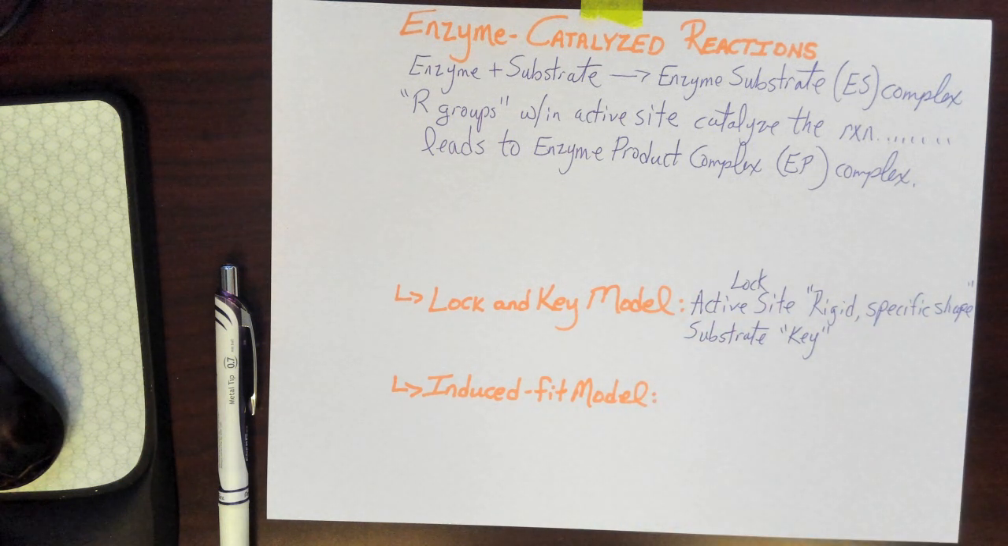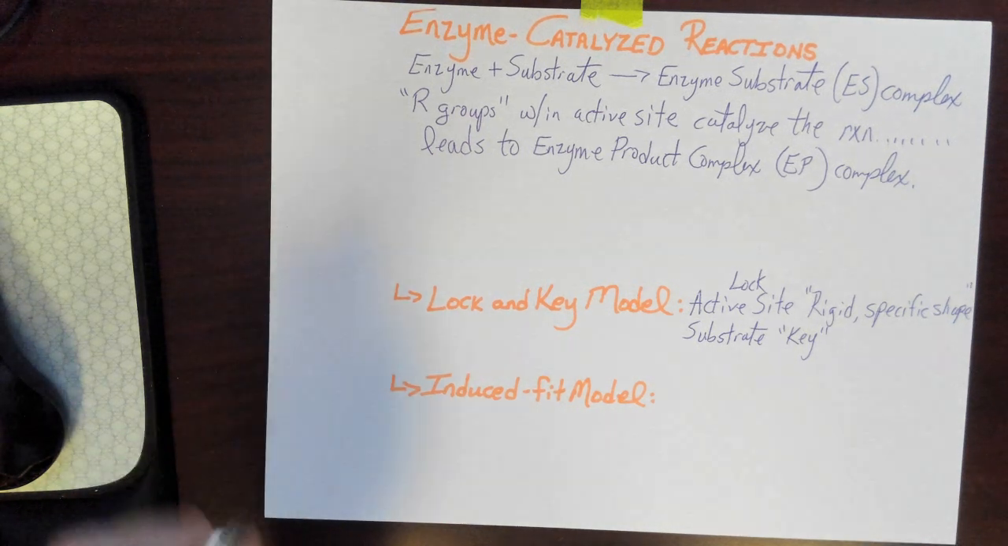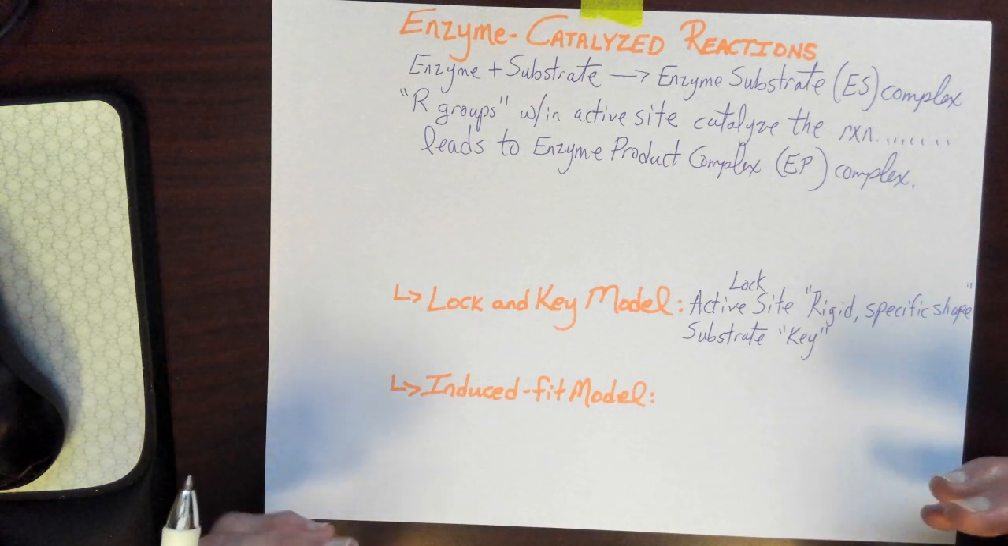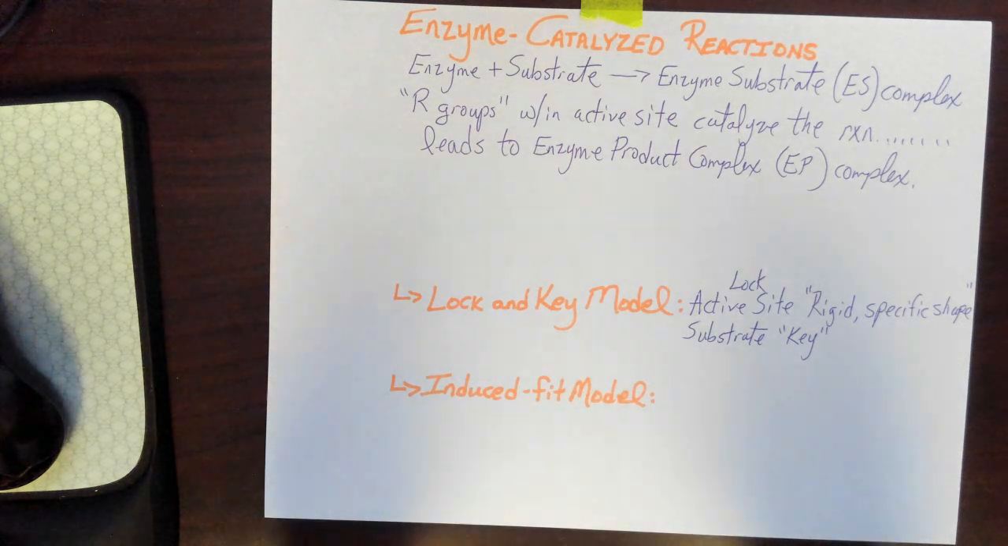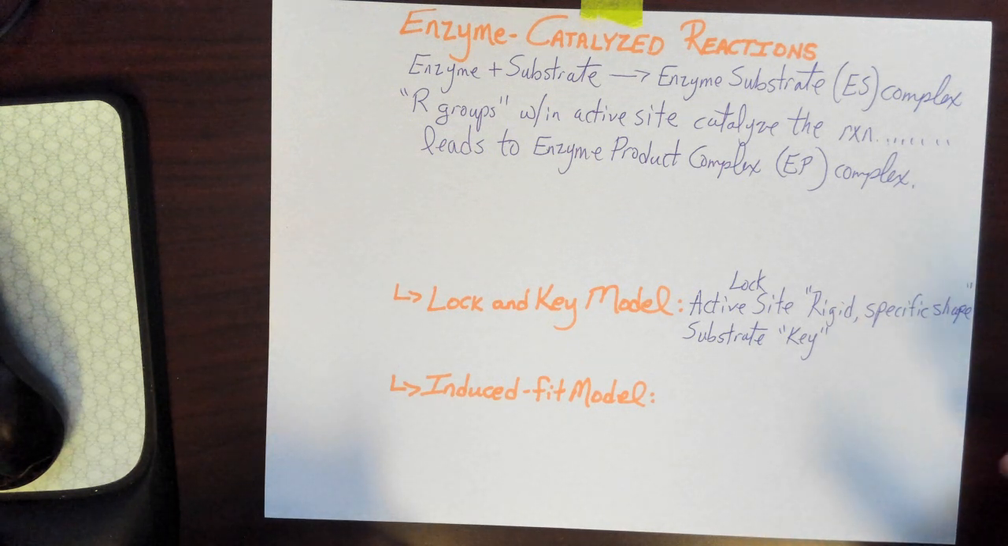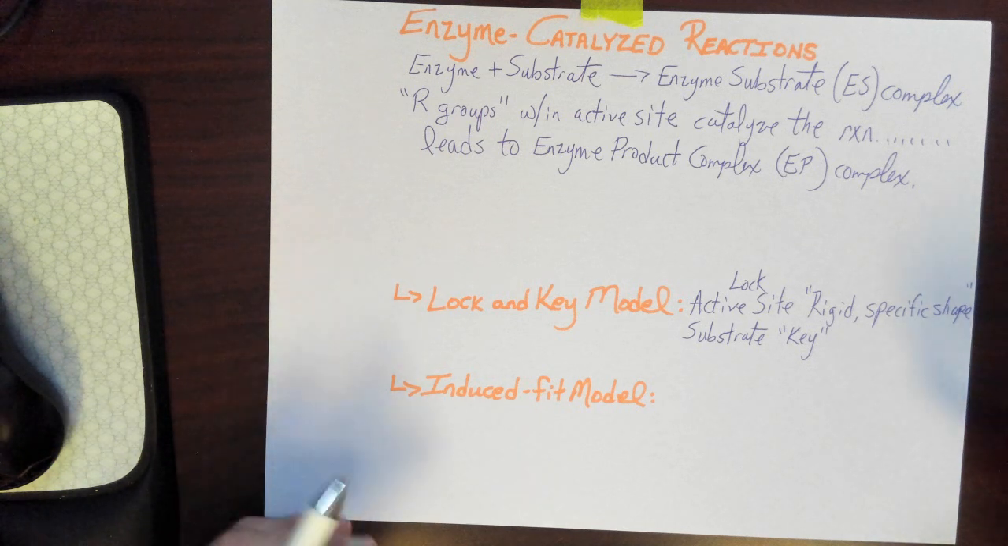Now the induced fit model is a more dynamic model. Whereas lock and key is considered static, stationary, set, dynamic is a more flexible, adaptable model. And it says that the active site is more flexible and allows for morphing, transformation, changing the shape, the size of the substrate, so to say. At the same time, the shape of the substrate can be modified to better fit the active site.